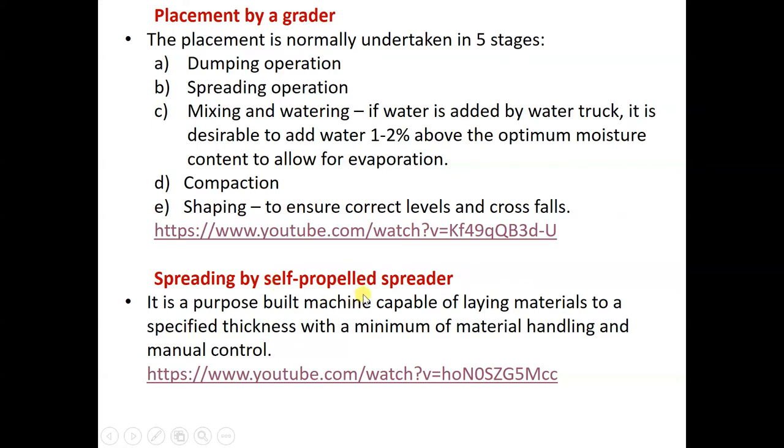Okay, the spreading by the self-propelled spreader. The spreader could be self-propelled, or it could be pushed by some machines. It is a purpose-built machine capable of laying materials to a specific thickness with a minimum of material handling and manual control.